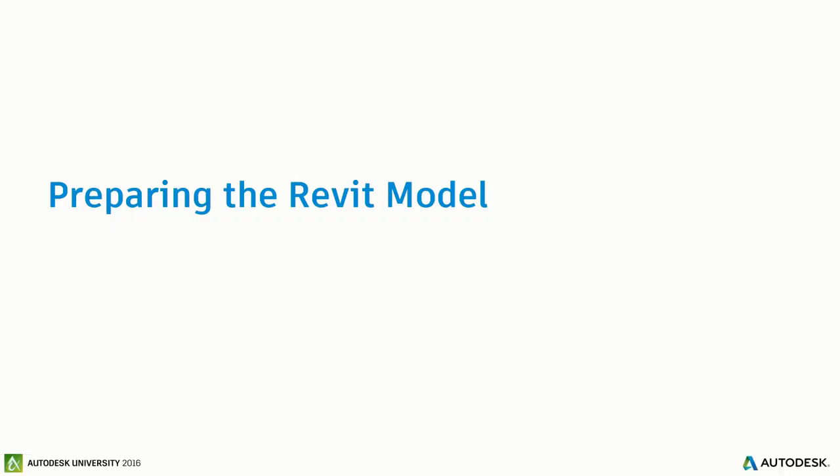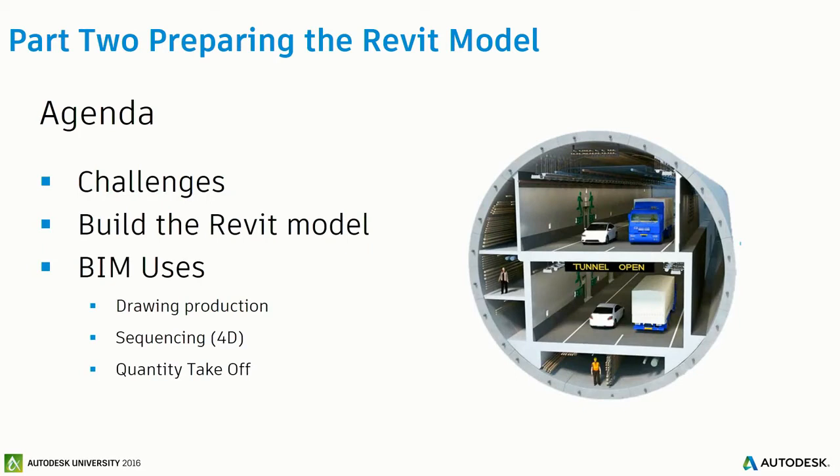So I'm going to present you the second part of this class. So it's about preparing the Revit model. So here's the agenda. The first part is the challenges to create a tunnel Revit model. The second part will be how to build it in Revit. And the last one will be some BIM uses like drawing production, construction sequencing, and the quantity takeoff, because we have a Revit model, so it will be easy to use it to produce drawings and so on.